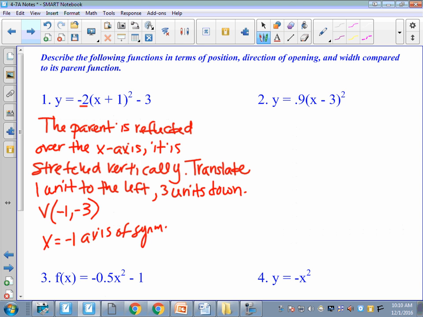If you look at number 2 here, in number 2, my a value is less than 1. It's positive, so we don't have a reflection, but it's less than 1, so the parent is going to be compressed vertically. The parent graph is compressed vertically.